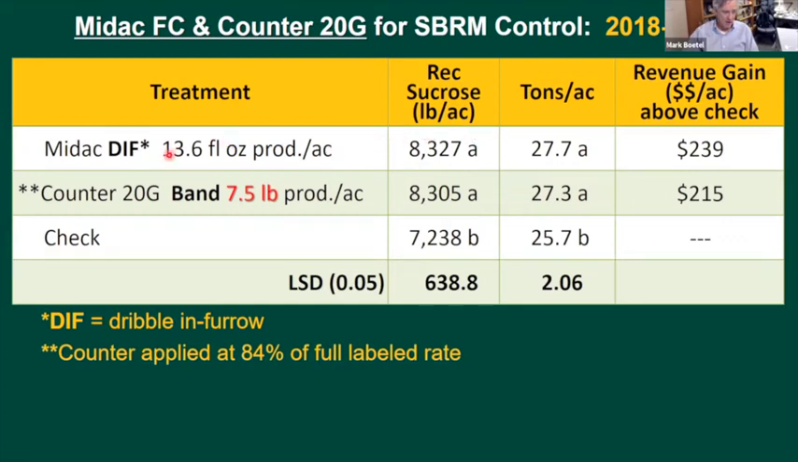no statistical differences between Mocap when applied dribble and furrow and Counter at its moderate rate. That's just 84% of the full labeled rate. So it's not a comparison necessarily between Counter at its best type of scenario. So it looks okay. It's not a Cadillac, I would say, but it may fit very well into growers' production systems.